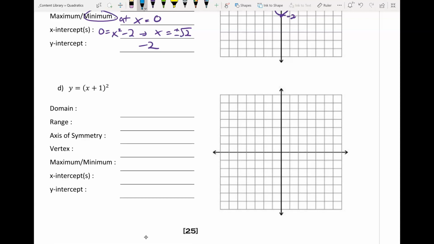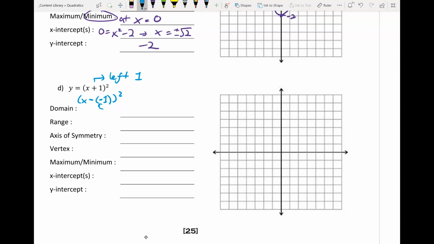Moving on to the next example. Now we're doing a shift from here, and this means you're going to move left or right. Because this is a positive, this means that we're going to move to the left 1. Because in the format, it should be x minus 1, and that would give us x plus 1. So because it's negative, we're going to move to the left. In other words, you can think if you see a positive inside the bracket, then you're moving to the left.